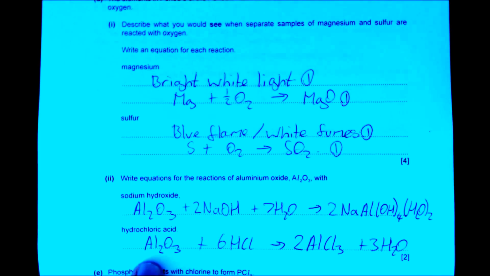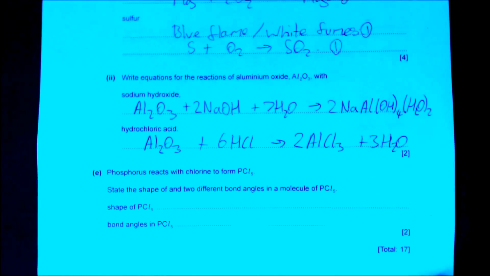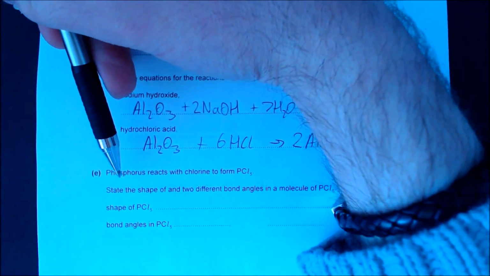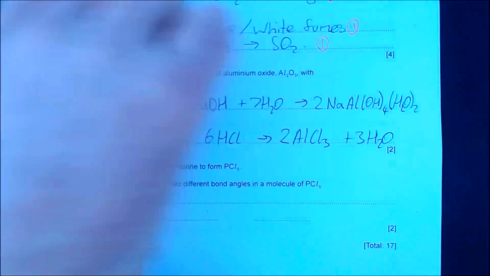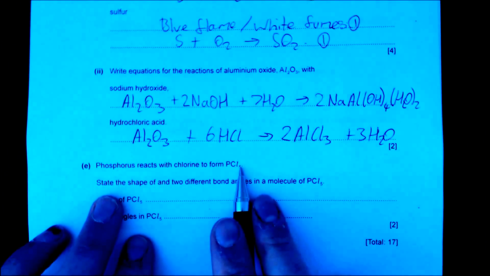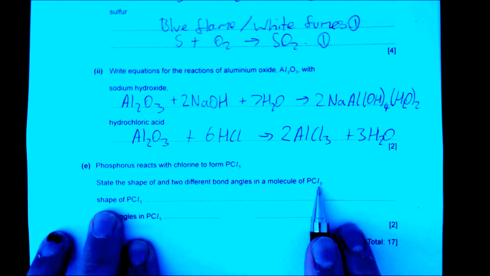To make sure that all balances. So there's your equation there for aluminium. Okay, and then E. Okay, so we've got phosphorus. Let's just move that over there. Okay, so we've got phosphorus reacts with chlorine to form PCl5. State the shape of and two different bond angles in a molecule of PCl5.